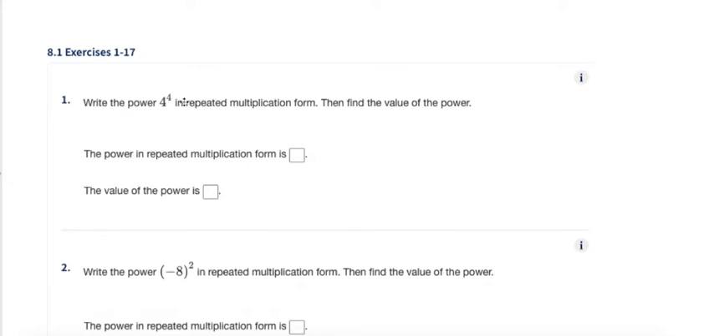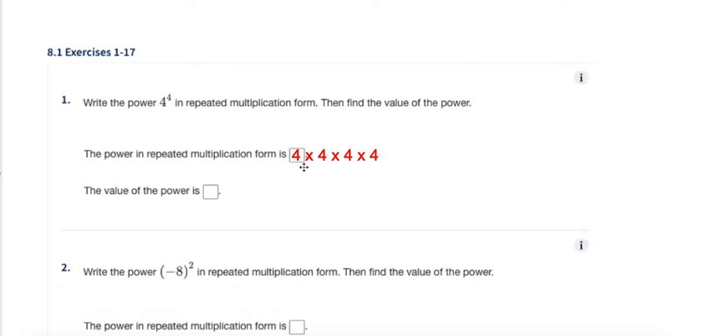The one thing I noticed: exponents are repeated multiplication, and some of you were adding, which is not what that would mean. This is the base of 4 raised to the 4th power. What repeated multiplication form looks like is just writing the problem out as repeated multiplication, 4 times itself 4 times. When they ask you the value of a power, they want you to actually calculate this out.